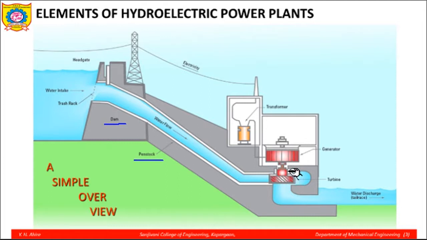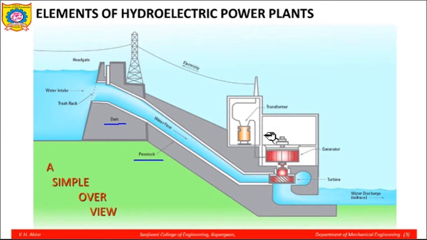energy. The water does work on the turbine, and there is an energy conversion process from fluid energy to the mechanical energy of rotation. The turbine is coupled to the generator, and the generator will convert mechanical energy input into electrical energy as an output, right.